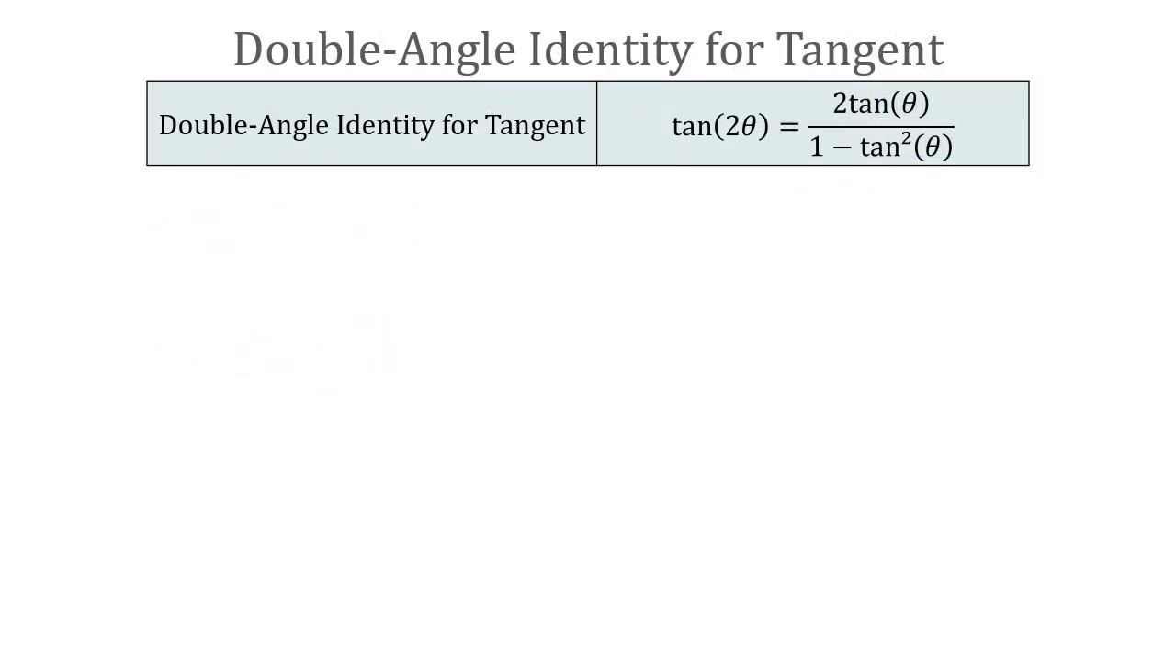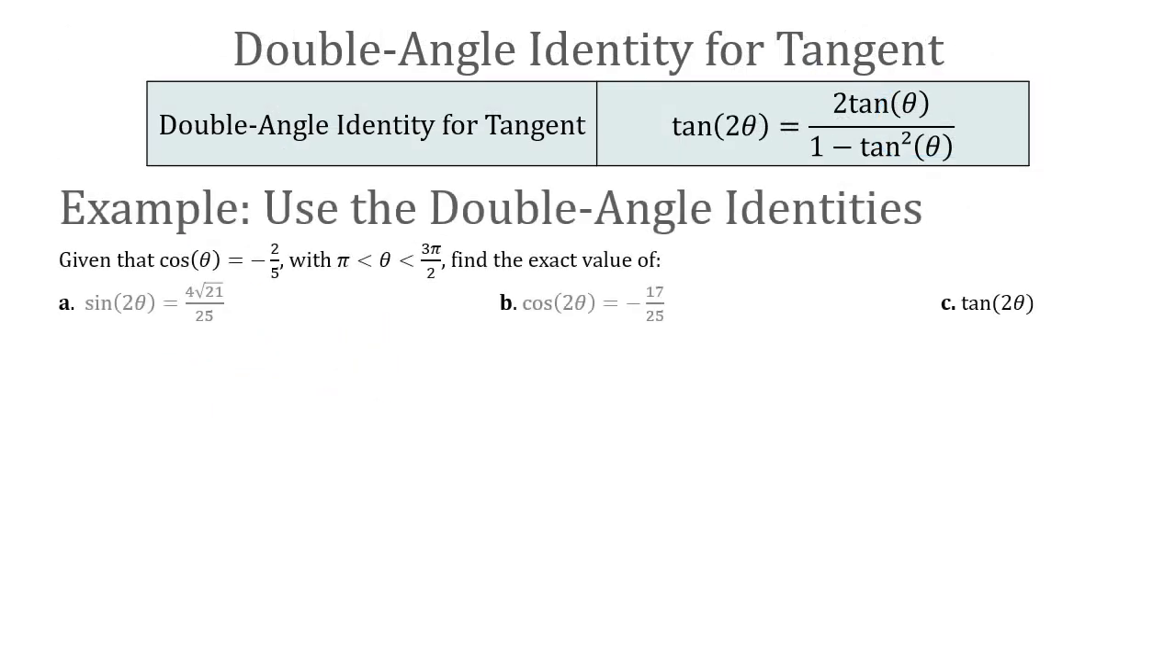Now let's look at an example, or continue our example that we looked at before, but do it now for tangent of the double angle. So we know that the double angle identity for tangent is that the tangent of 2 theta is equal to, in the numerator, 2 times the tangent of theta, all over, in the denominator, 1 minus tangent squared theta.